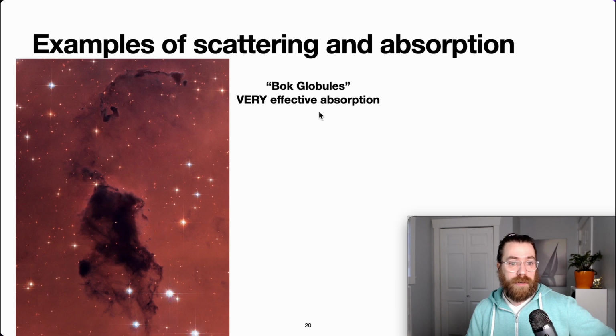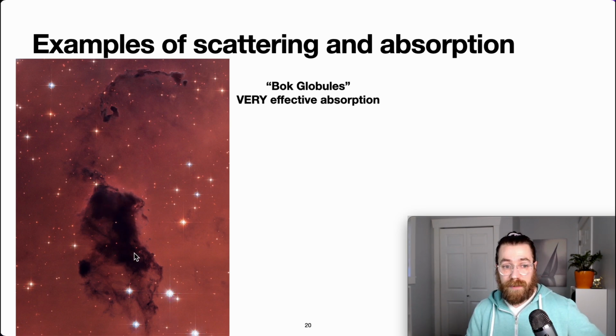And really strong absorption is the name of the game when you're looking at these really dark dust objects, dusty clumps, these like little clouds. It looks like somebody came and cut a hole out of the universe. And these are known as Bok globules. It's a really lovely word to say, really pleasant in the mouth. Bok globules. They are very effective absorbers.